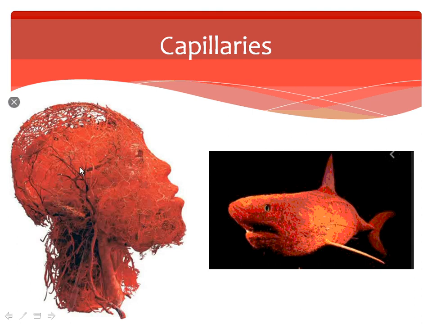You can see if you take away everything other than blood vessels, you can still see what the person looks like, and you can still see what the shark looks like. They look like a foam person or a foam head or a foam shark, just because there are so many blood vessels in our body, so many capillaries.